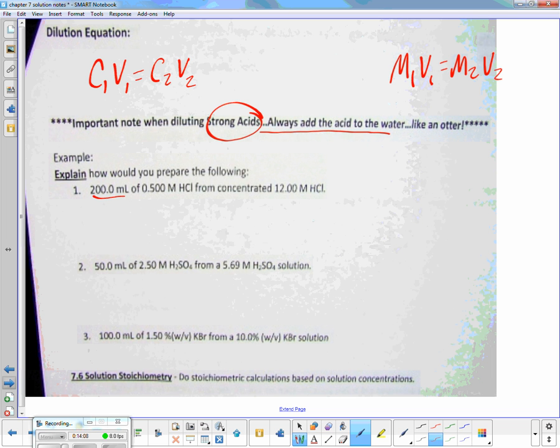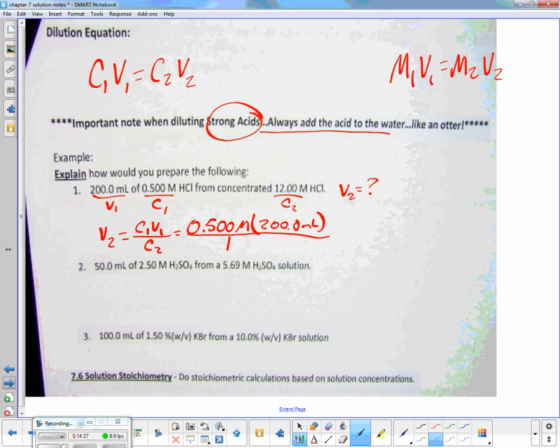So as I go along, this is V1. This is C1. This is C2. And I want to find out what V2 is. Pretty easy. So rearranging the equation up above, we get V2 equals C1 V1 divided by C2. Plug in. C1 is 0.500 molar times 200.0 milliliters divided by 12.00, that's a 2. Molar cancels out, and I'll be left with milliliters. I can quickly find my answer by just plugging through.